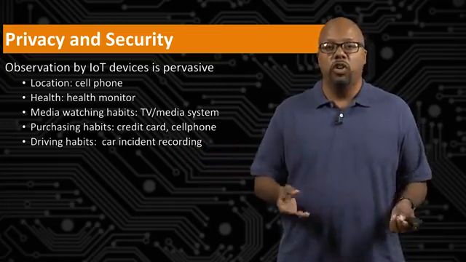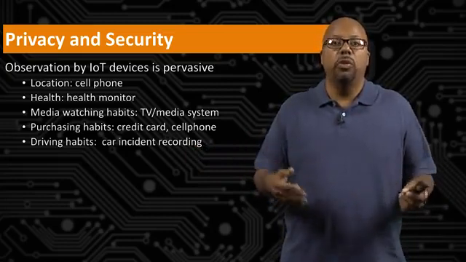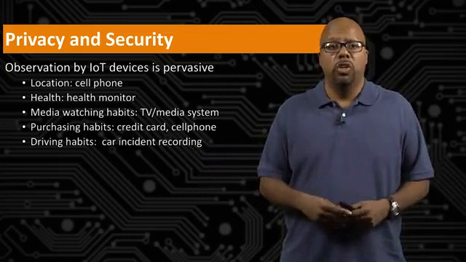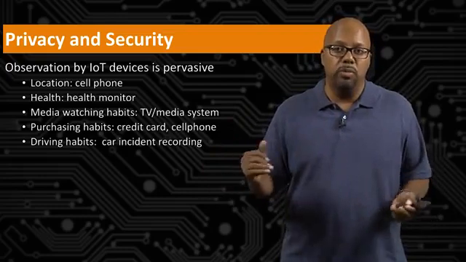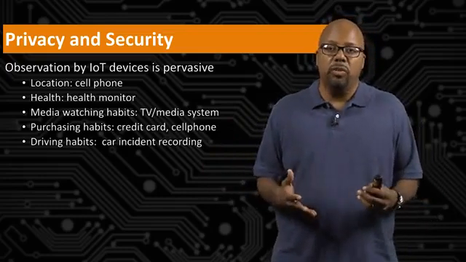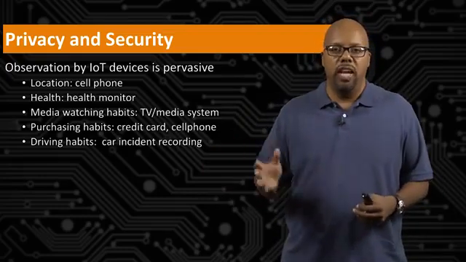Now, maybe they're using it for good purposes, to help you. Like having your location means that when you're looking for a restaurant, you don't have to report your location. It just knows, and it can tell you where all the nearby restaurants are. So that can be beneficial. But it is tracking you all the time.